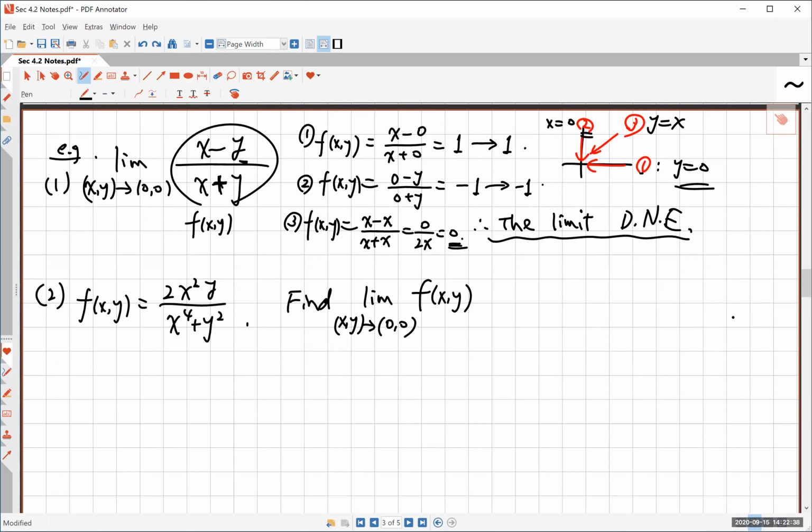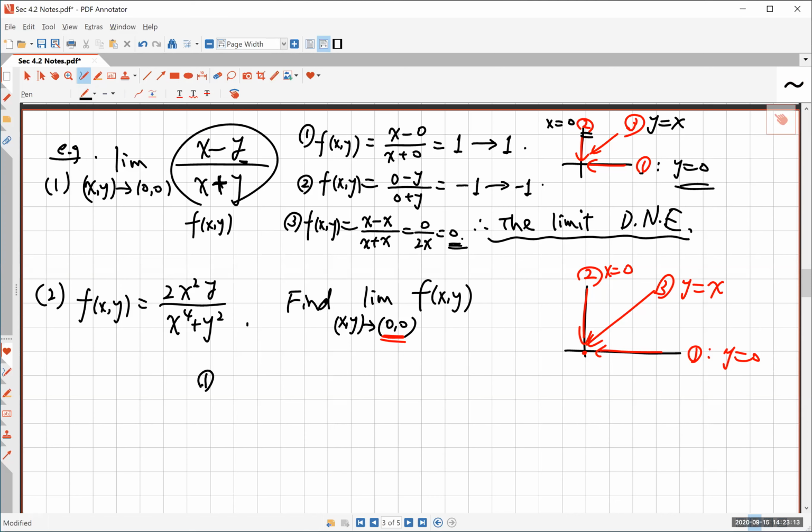Okay, number 2, this time find the limit of this expression. And let's try again with our 3 standard ways: 1, 2, and then 3 where y is equal to x. 1 is where y is equal to 0. Remember, by the way, anytime you come up with these paths, make sure they are approaching this point, okay? Because if these paths are not approaching this point, there's no use, okay? It's meaningless. So here, x is equal to 0, but y is not, right?